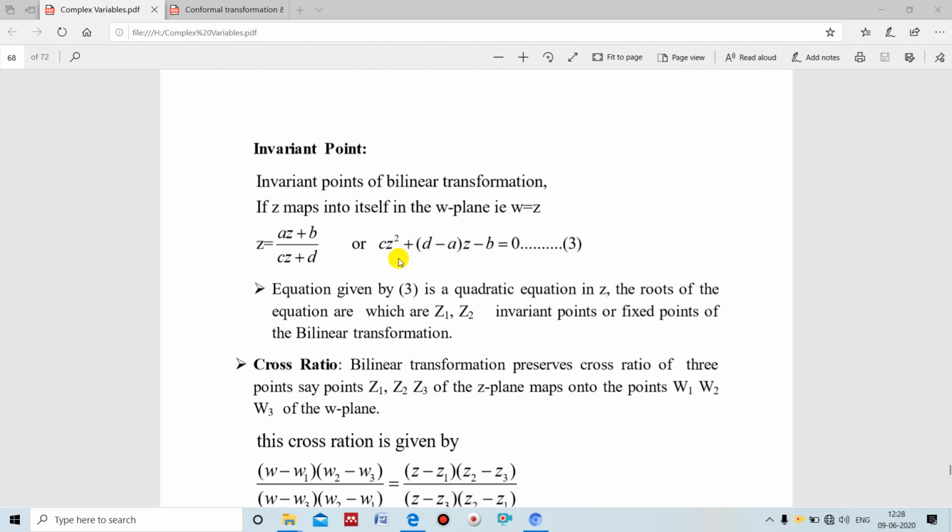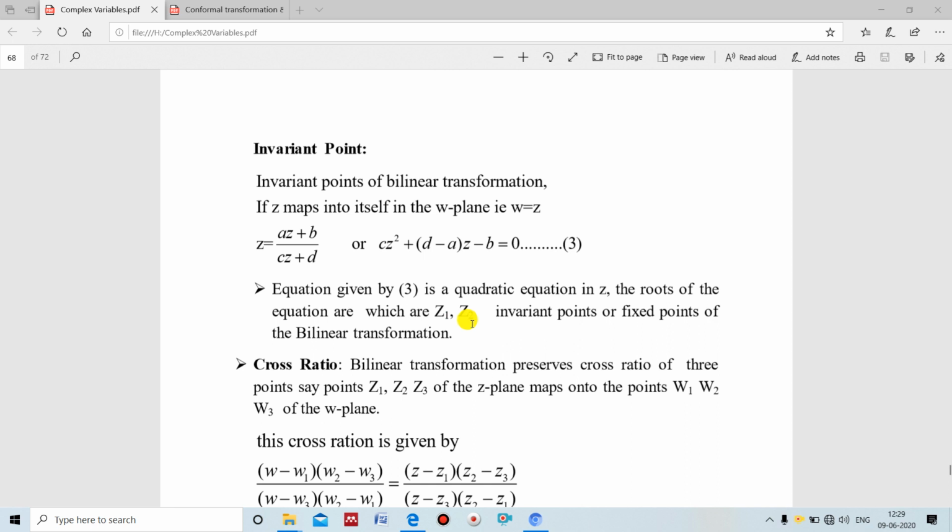Equation 3 represents a quadratic equation in terms of Z. So equation 3 is a quadratic equation in Z. The roots of the equation are Z1 and Z2, assumed to be the invariant points or fixed points of the bilinear transformation. Means by substituting W is equal to Z in the bilinear transformation, we get a quadratic equation in terms of Z. If you solve the quadratic equation, we get 2 points. Let us assume Z1 and Z2. That point is called an invariant point or fixed point.